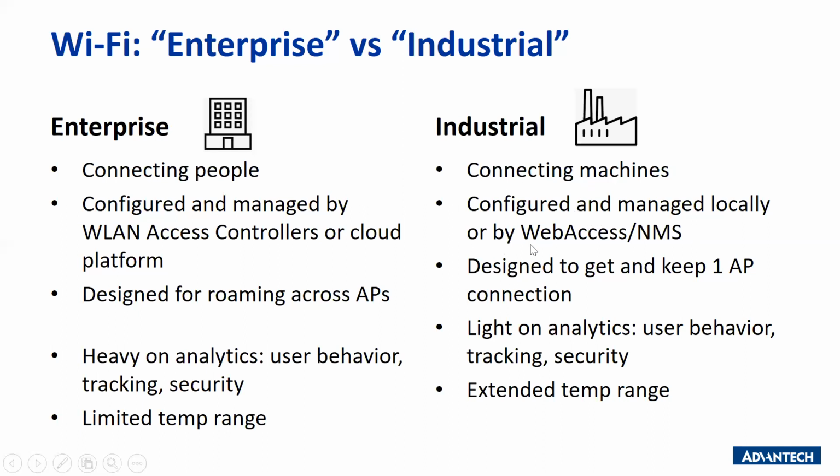It's configured and managed locally as opposed to on a cloud platform. It can roam across access points, but it's really designed to get and keep one access point connection. Not really heavy. You're not worried about your industrial machine going on Netflix or downloading a bunch of videos. So it's not really heavy on analytics, but it does have this extended temperature range for use in industrial settings. That's the key point for this distinction. We're in this industrial space.